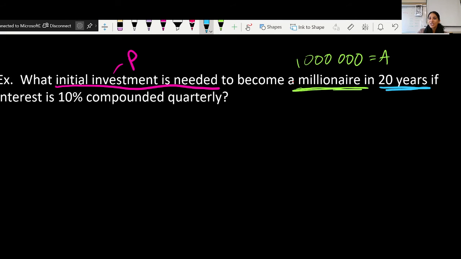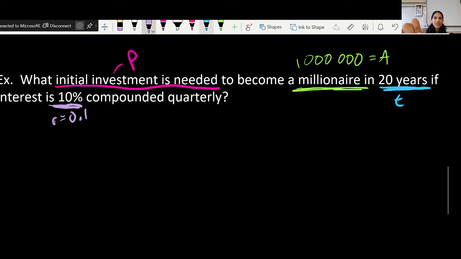In 20 years, which variable would that go into? That's going to be our T, right? It's already given in years, so I don't have to convert anything. I can just take T equals 20. Okay, the interest is 10%. Which variable and how do I plug that in? R equals what? 0.1. Thank you. Everybody good with how we got that? 10% means 10 out of 100. That's how we got the 0.1.